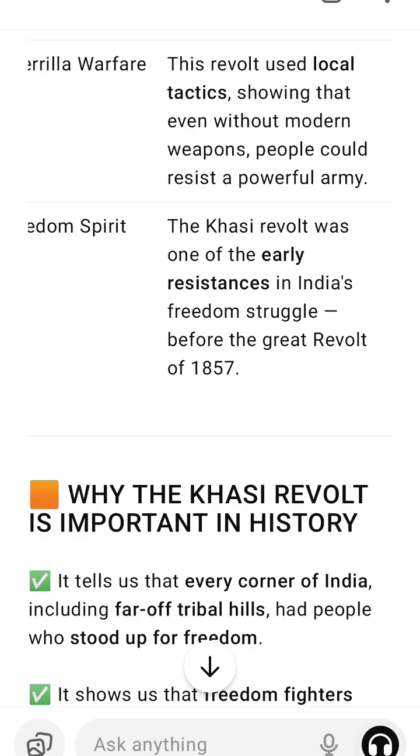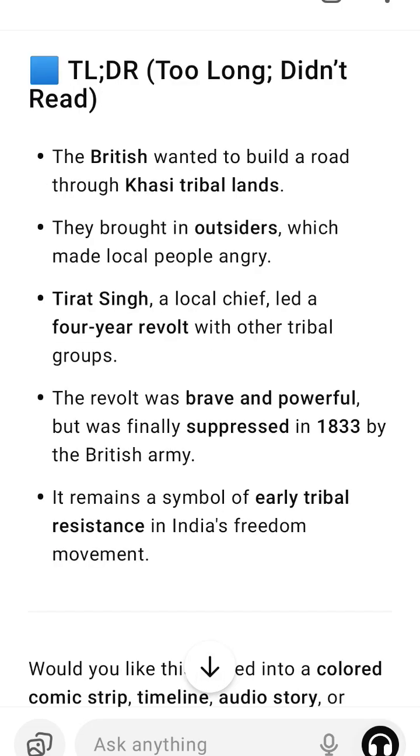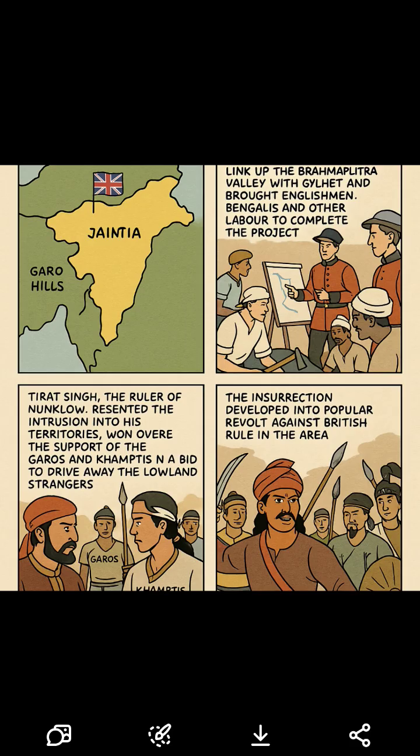British suppression of the revolt. By 1833, the British grew impatient. They sent large army forces into the hills, destroyed villages that supported Tirat Singh, captured or killed many rebels, and forced people to surrender. Finally, the Khasi revolt was crushed, and British control over the region was established.